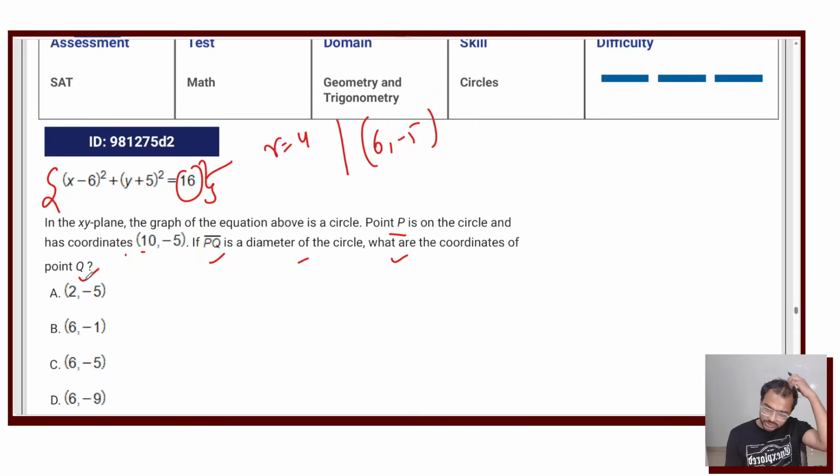So in this question, what we can do is put it on Desmos: (x minus 6) whole squared plus (y plus 5) whole squared equals 16.